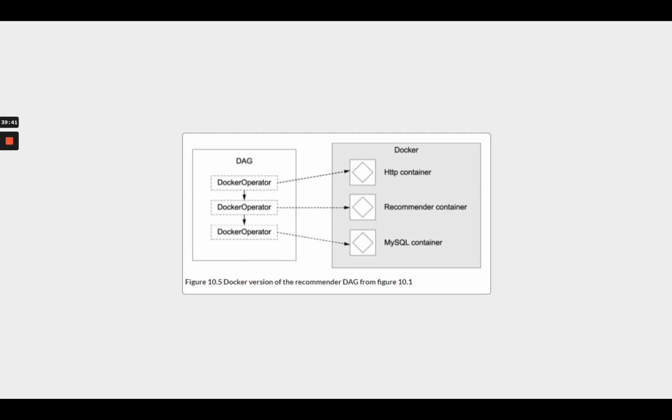As an example, consider our recommender DAG, figure 10.1. The original example uses 3 operators to perform 3 different tasks, namely fetching ratings using the HTTP operator, ranking movies using the Python operator, and posting the results using a MySQL-based operator. Using a Docker-based approach, figure 10.5, we could replace these different tasks using the Docker operator and use it to execute commands in 3 different Docker containers with the appropriate dependencies.